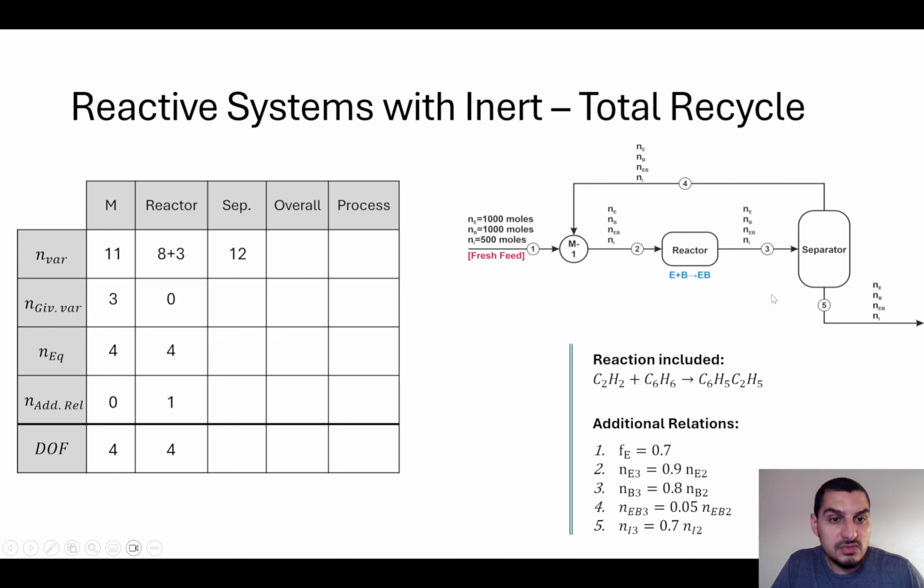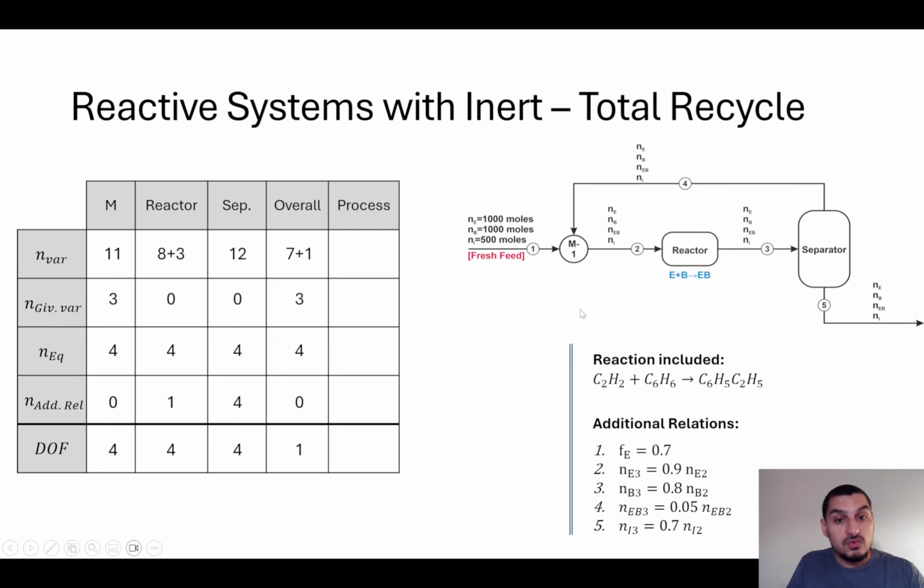The number of given variables is 0. The number of equations is 4. The number of relations is 4, so the degrees of freedom is 4. For the overall loop, we have 3 plus 4, which is 7, plus 1 extent of reaction, so it's 8. We have 3 given variables, 4 equations and no additional relations, so the degrees of freedom of the overall loop is 1.